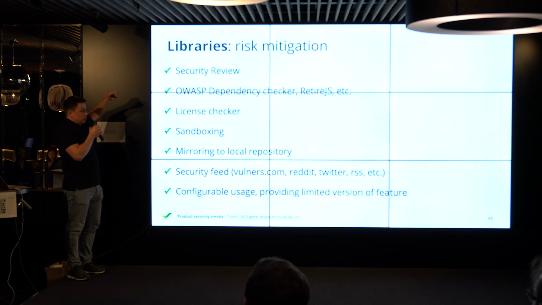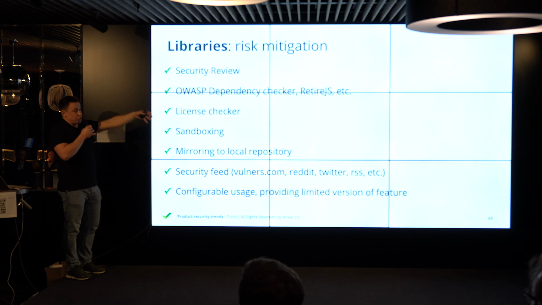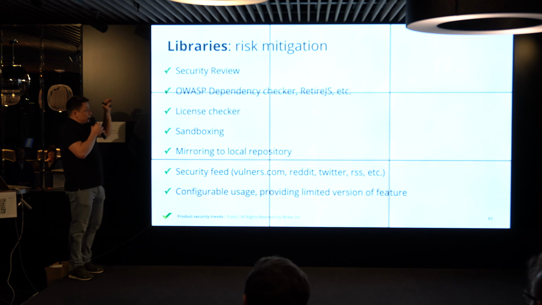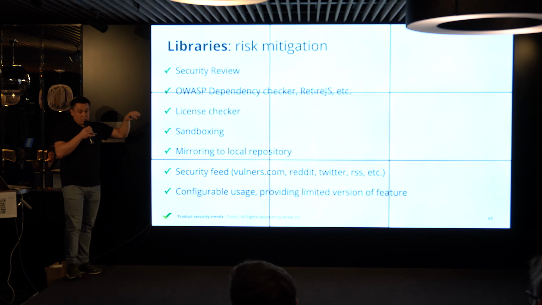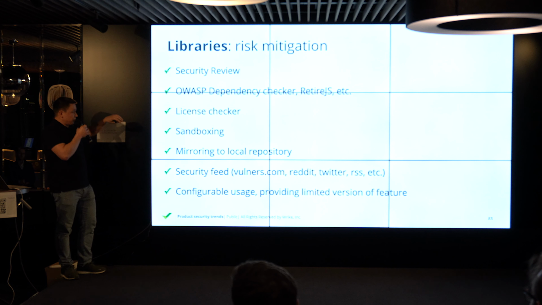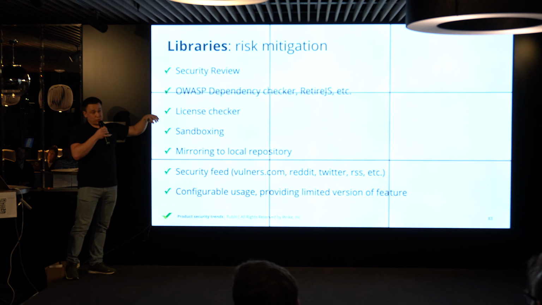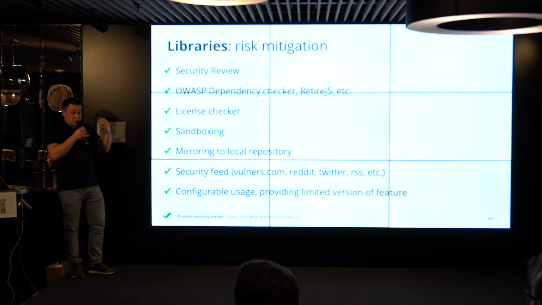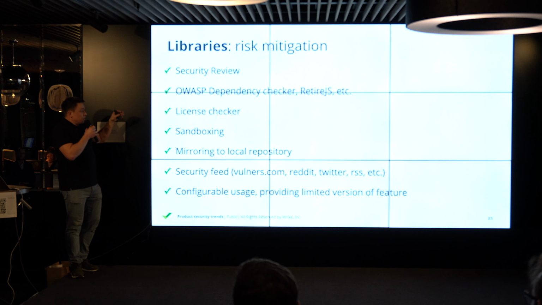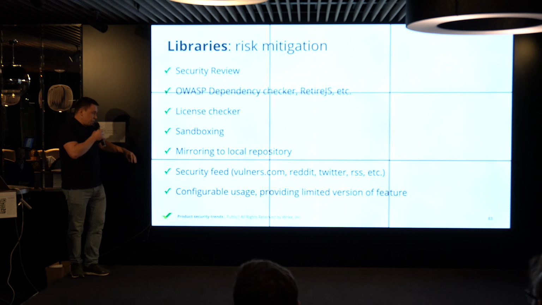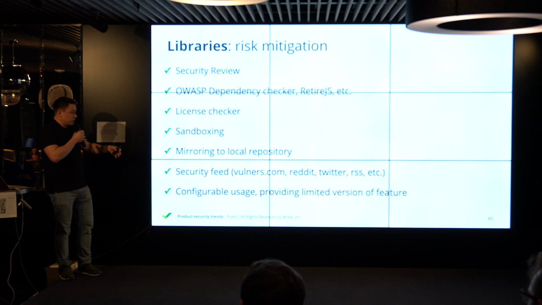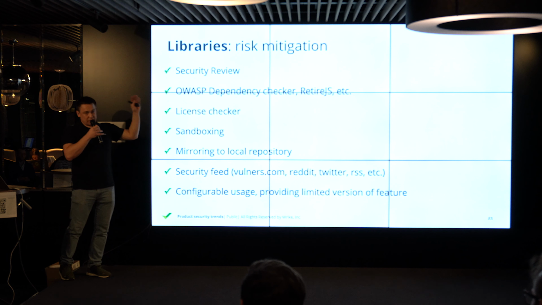For some Java libraries, we use Dependency Checker, developed by OWASP, which is integrated into CI, and Retire.js for JavaScript. Dependency Checker we also use for licenses. We have to verify and check the licenses used in our application due to legal obligations. Sandboxing, mirroring to a local repository, and of course we continuously check different security feeds: vulners.com, Reddit, Twitter, etc.